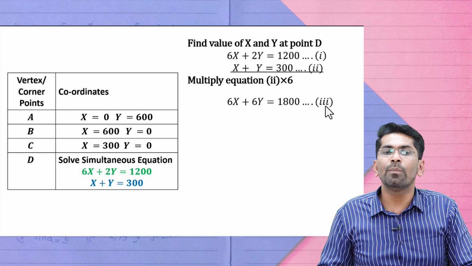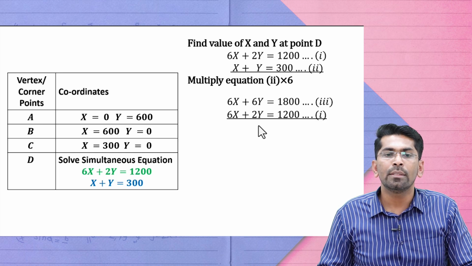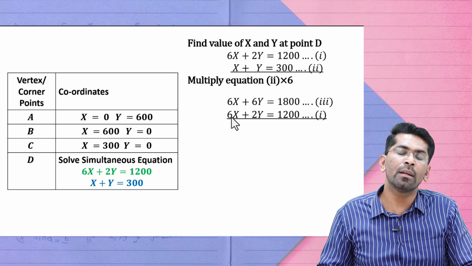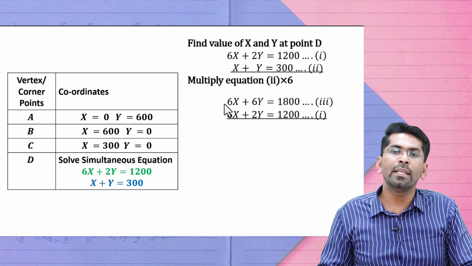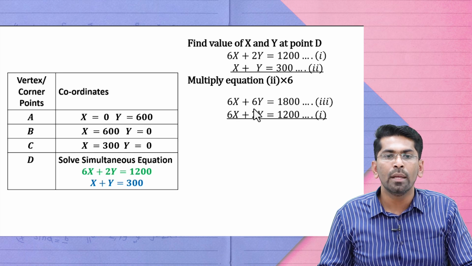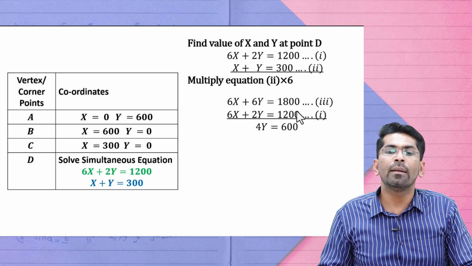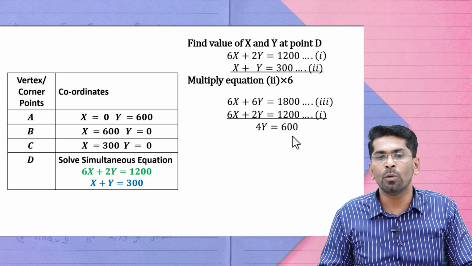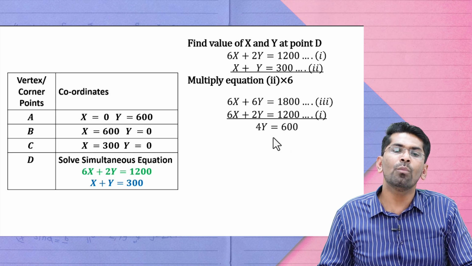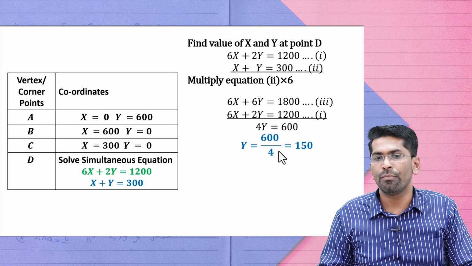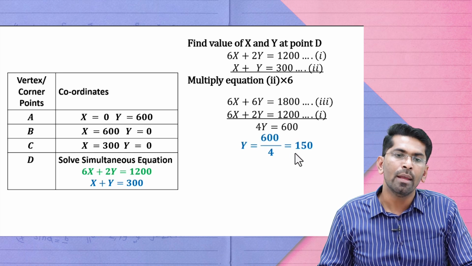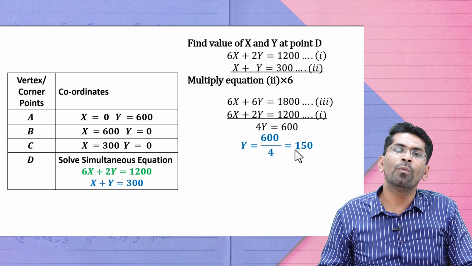Now considering the equation number 3 and equation number 1, the coefficient of x is the same. So if you go for subtracting equation number 1 from equation number 3, then 6x minus 6x will be cancelled out. Then 6y minus 2y which will become 4y. 4y is equal to 1800 minus 1200 which is equal to 600. So by dividing both sides of the equation by 4, it will become 600 divided by 4 which is equal to 150. So the value of y is equal to 150.